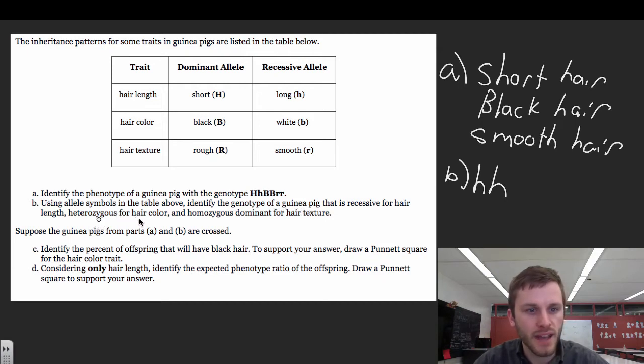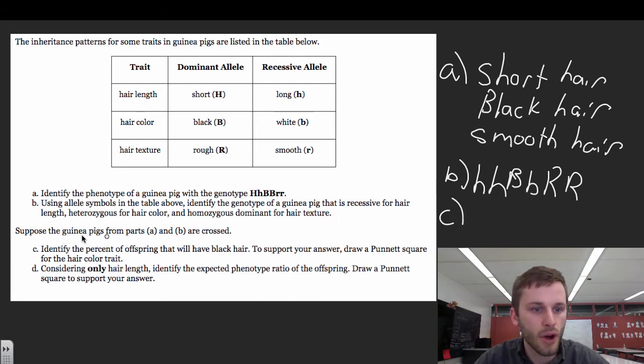And then the next one, it says it's heterozygous for hair color. Hetero means different, so we're going to have two different alleles. Our hair color is right here, so we're going to have big B, little b. And then it says it's homozygous dominant for hair texture. Hair texture is right here. Homo means same, so they're going to be the same alleles. This is the dominant allele right here, so it's going to be big R, big R.